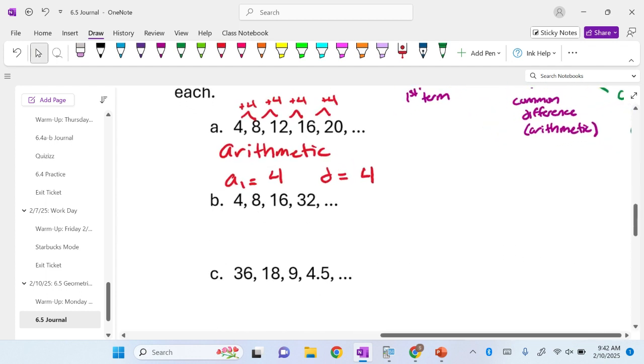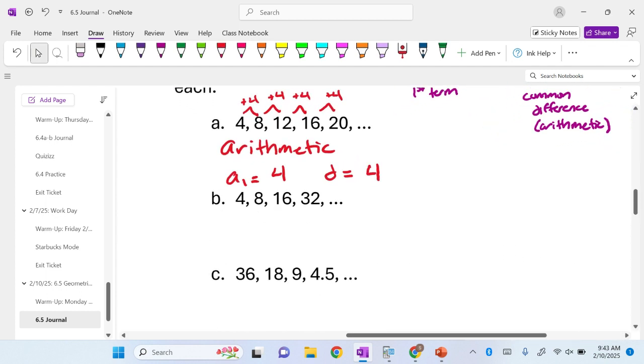Take a minute, see if you can figure out the rule for letter B. So you're either adding or subtracting or multiplying and dividing a number.